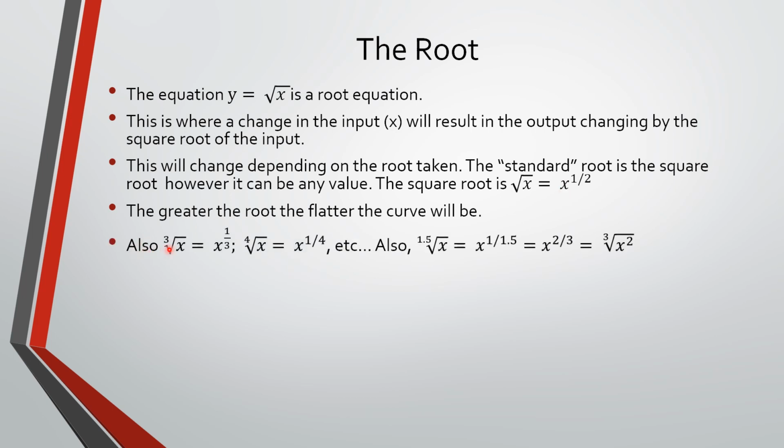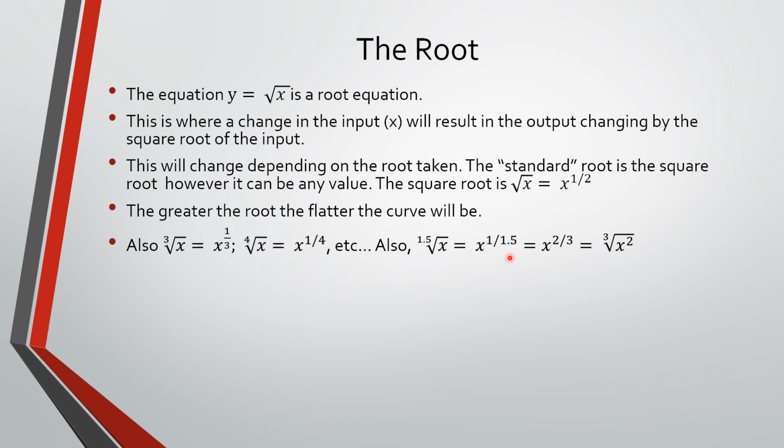So this is true with, like, the x to the third root equals this, the fourth root equals that, etc. So also, we can have 1.5 to the root of 1.5. There's nothing that says that it can't be this way. It would equal this.